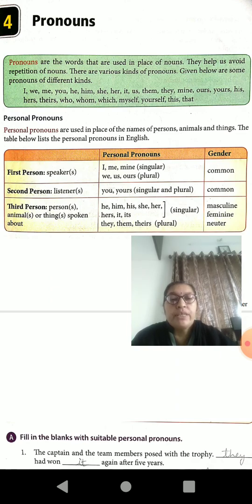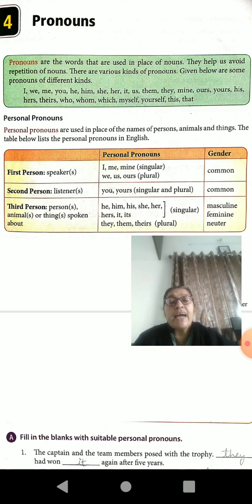Sudhir is a boy. He is a cricketer. So, I use here he for Sudhir. So, he is a pronoun. So, clear it. Pronouns are the words that are used in place of nouns. They help us avoid repetition of nouns.